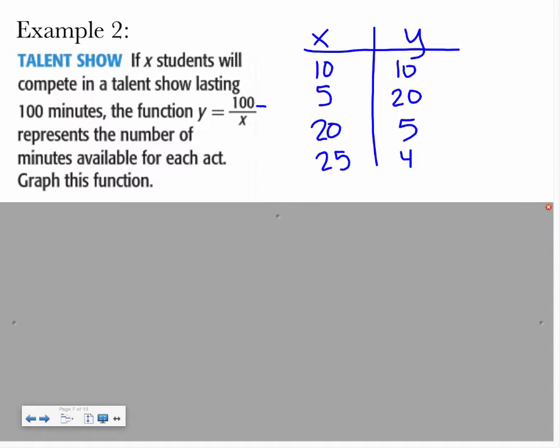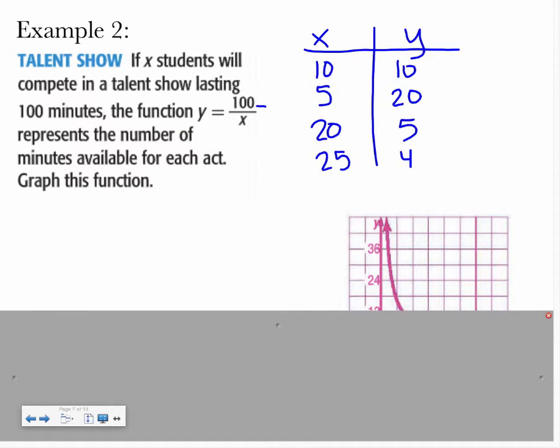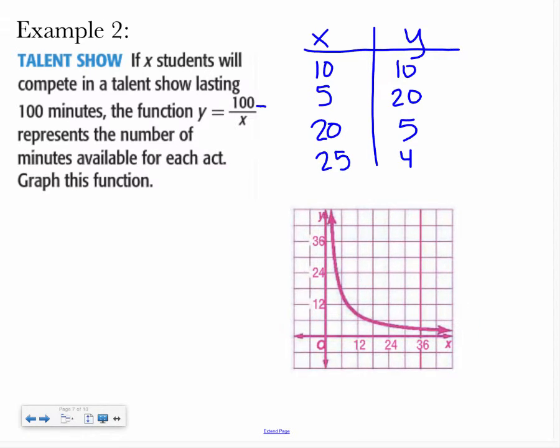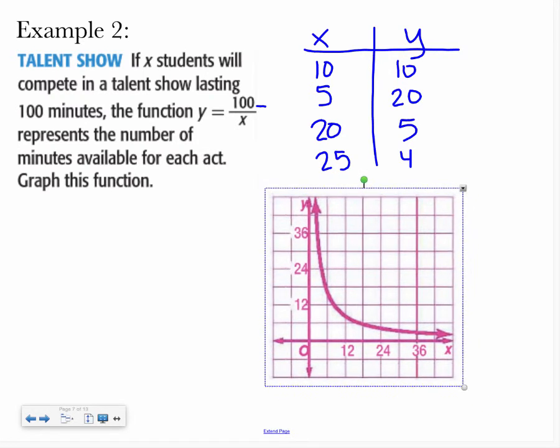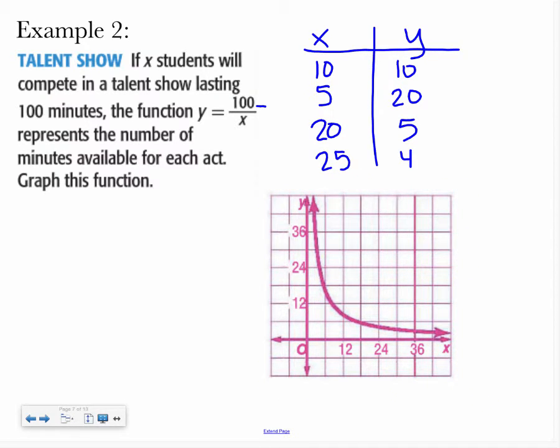I, just to save time, copied the graph out of the book, but essentially just took the points that I just solved for and plotted them on the graph and then connected it. And since this is a talent show and we're talking about time, we can never have negative time. So that means that we are only looking at this first quadrant, right? So we didn't need to test any negative numbers because we can't have negative time.